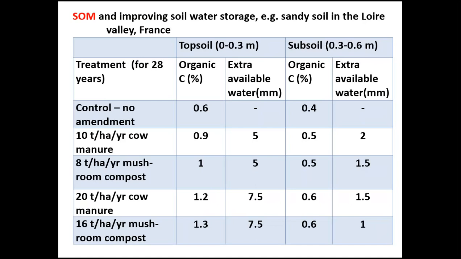And over this time, through adding quite large amounts, up to 20 tonnes per hectare per year, they've managed to double the organic carbon, which is a good result, but it's obviously taken a lot of organic matter and a lot of time. And note that the extra available water in that second column is not particularly large. When you think of 30 centimetre depth of soil, you get an extra 7.5 millimetres of available water, which might simply be evaporated or transpired within a few days, hot days in the summer.